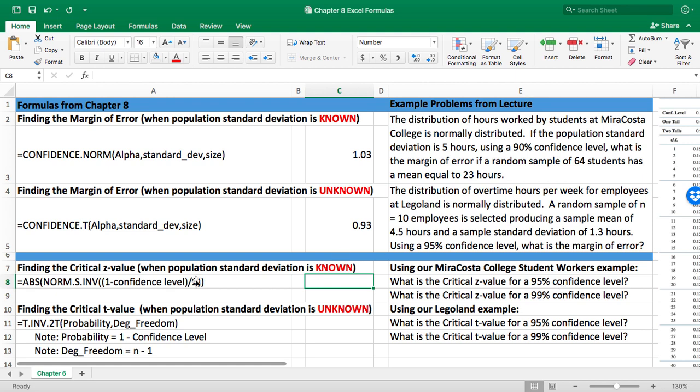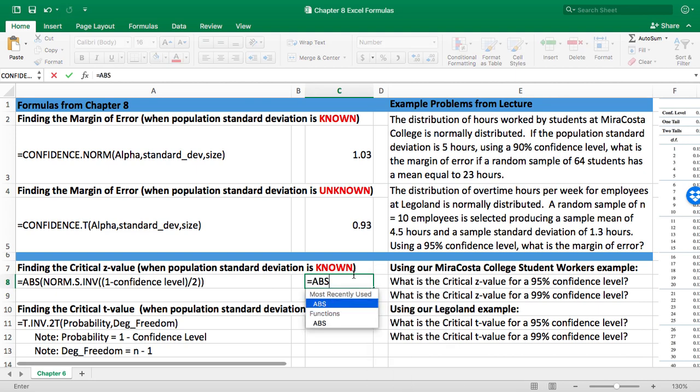So here is the formula on the left to use Excel. We'll type in equals ABS, or absolute, because we're looking for the absolute critical z-value. If you don't do this, then your answer will be a negative z-value, which in Excel, it's because we always read starting from left to right, and the left side is negative. We'll go ahead and do parentheses, and then type in norm.s.inv, parentheses, another parentheses, because we're working with some pieces.